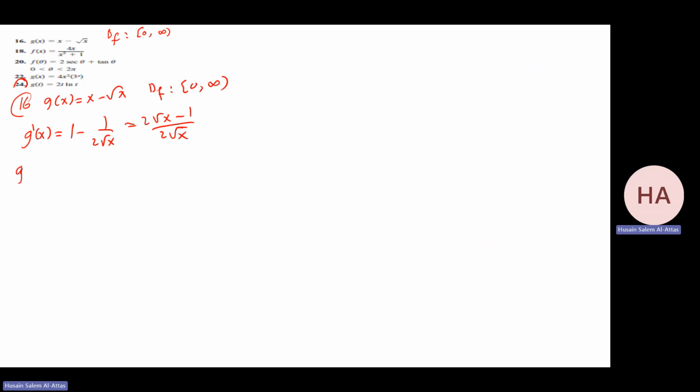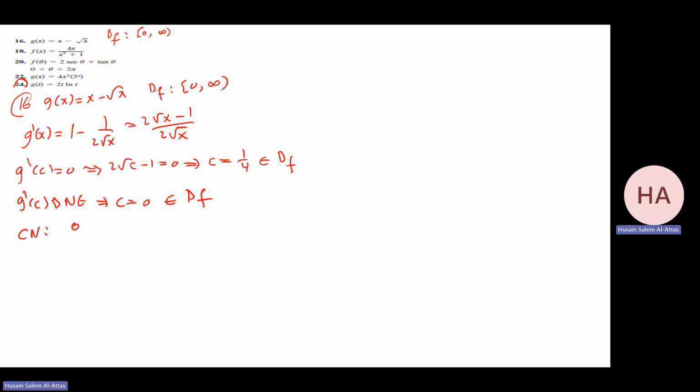So I have g prime at c equals 0. That implies 2 root c minus 1 equals 0, so c equals 1 over 4, which belongs to the domain of f. And g prime at c does not exist implies that c equals 0, which belongs to the domain of f. So the critical numbers are x equals 0 and 1 over 4. These are the critical numbers.